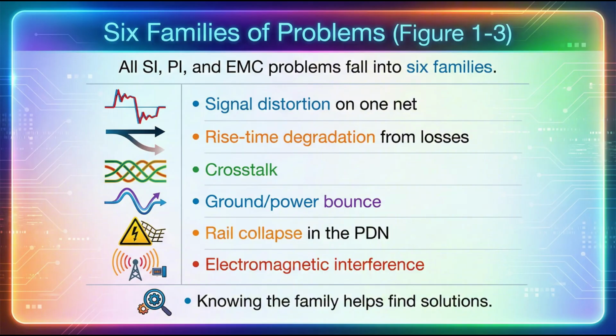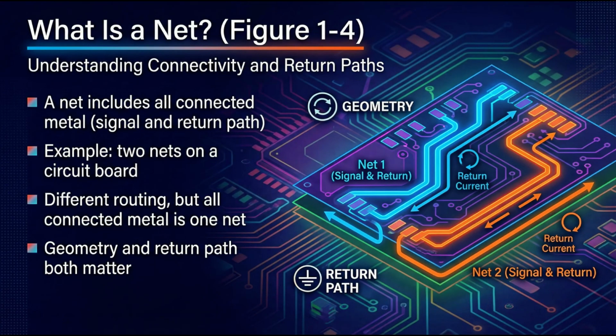Once we identify which family a problem belongs to, the general solution becomes much more obvious. What is a net? A net includes all metal connected together in a system, not just the signal path, but also the return path for the signal current.